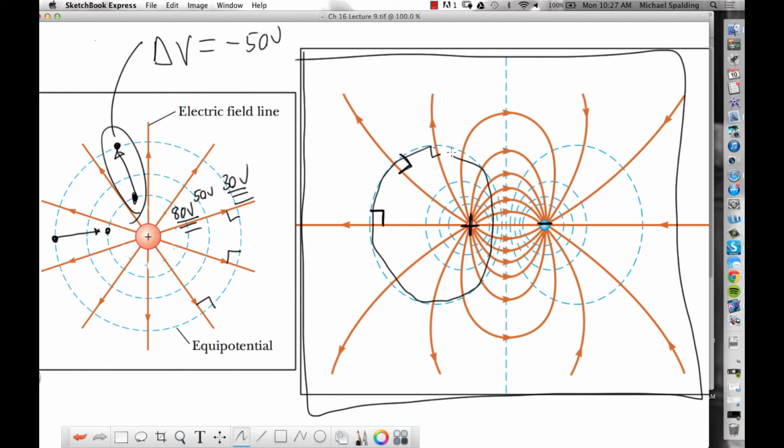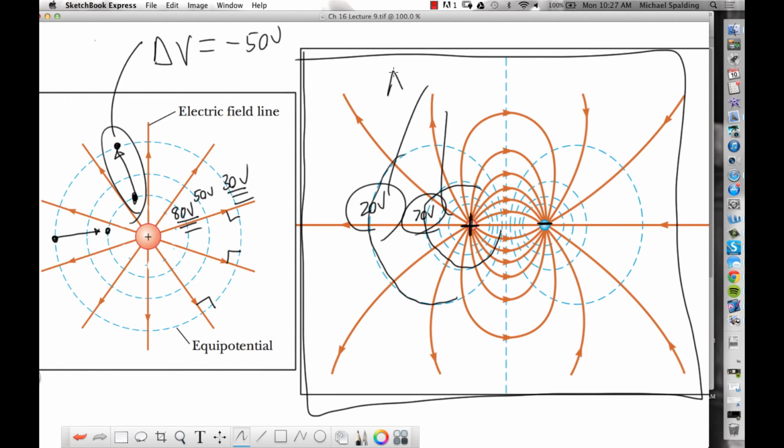But the questions would be the same. The type of question you would get, let's say that this is 70 volts and then out here is 20 volts. The important thing is every point on this oval is at 70, every point on that oval is at 20, so the important thing about 70 and 20 is that the change is 50. Does that make sense? So just so you're familiar with these diagrams.